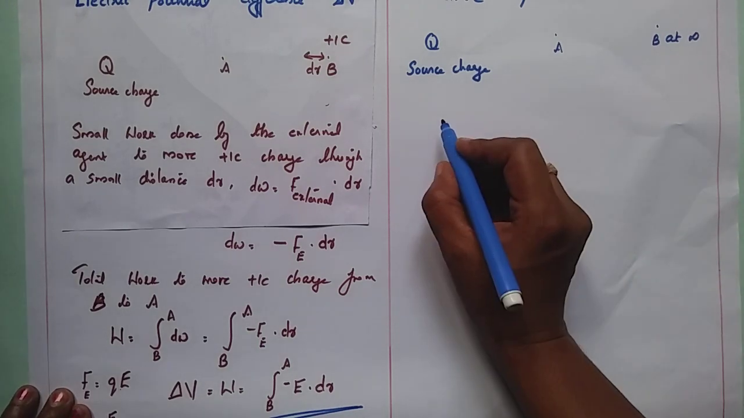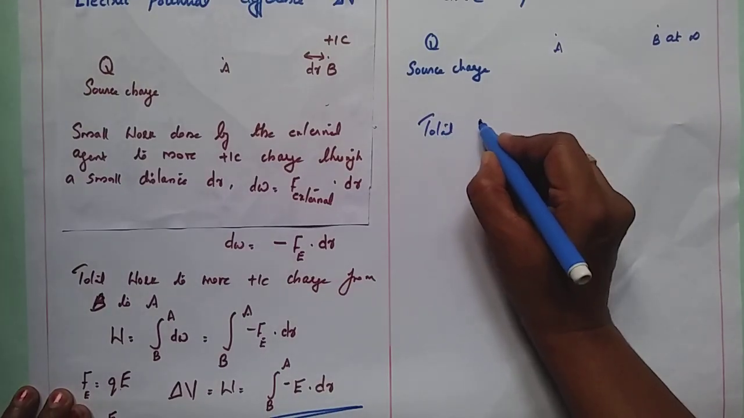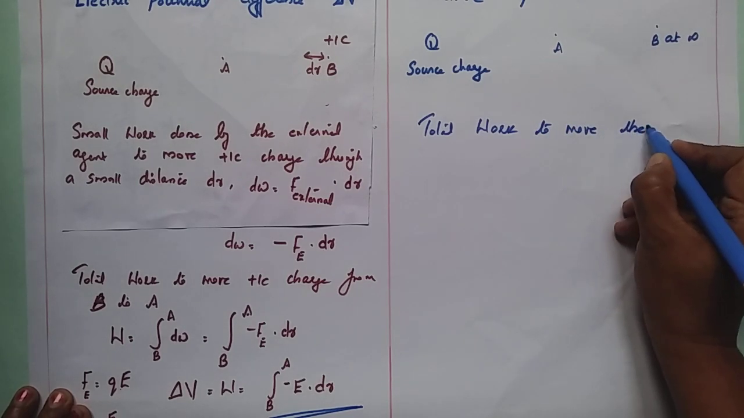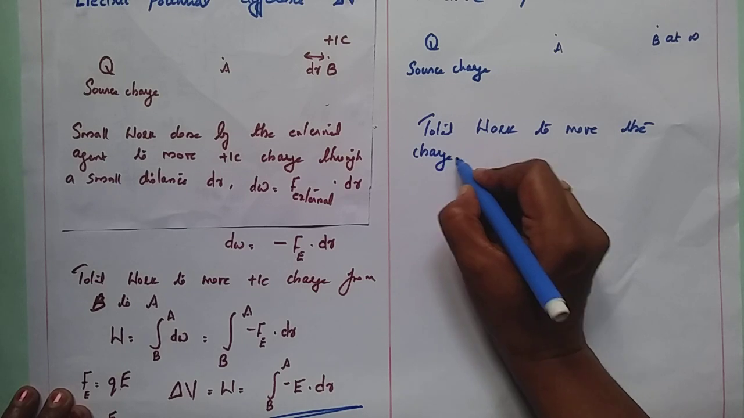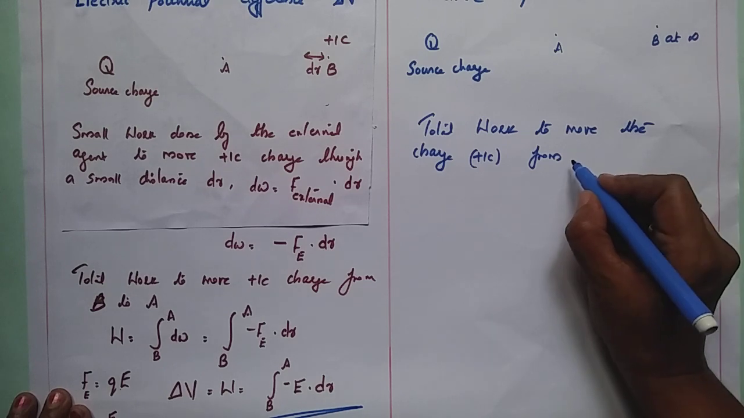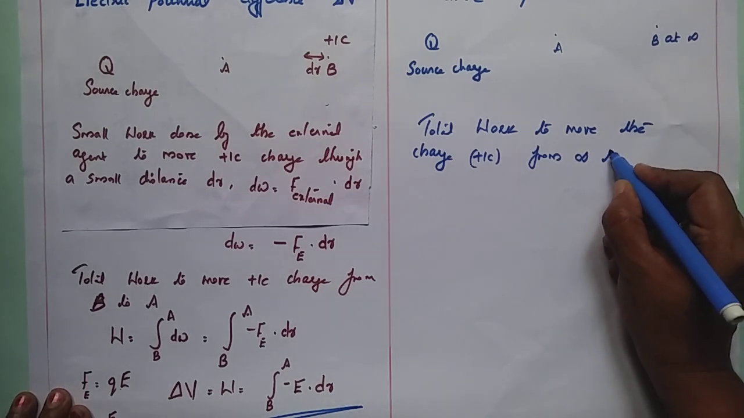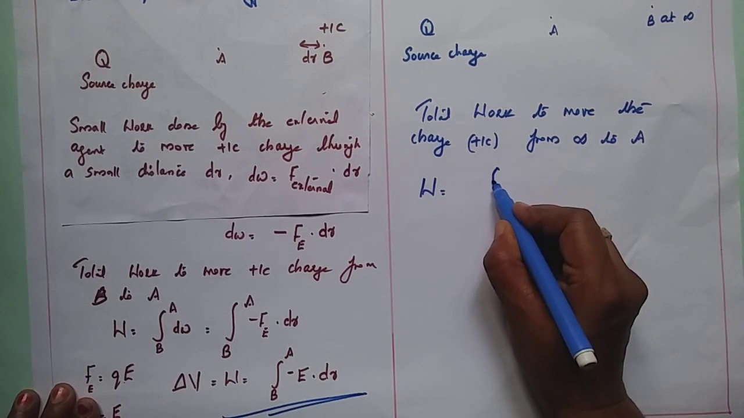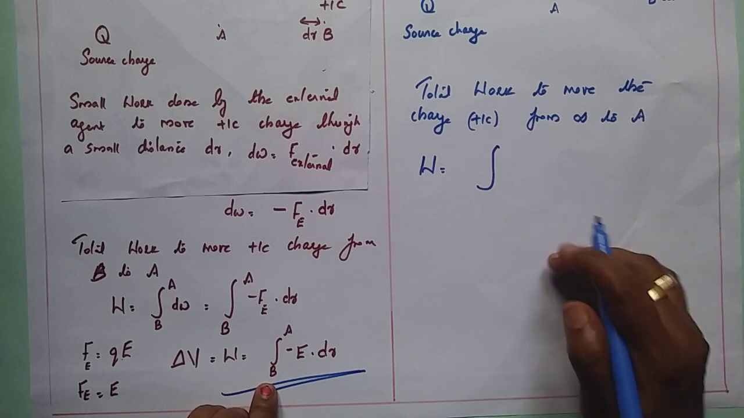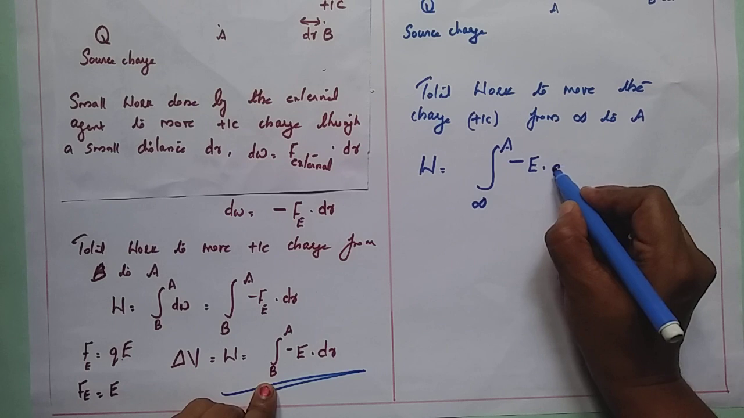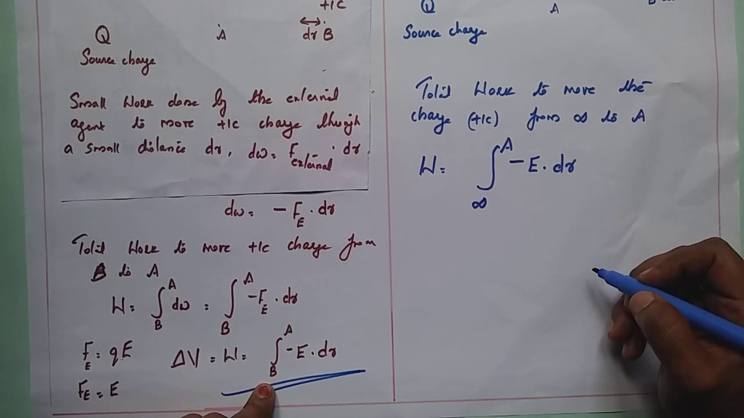Again, finally, what is the total work to move the charge? What is the charge here? 1 coulomb charge. Here we have to move the charge from infinity to the point A. Clear? So how will you find out? Write the formula here. W equals integral, only changes: instead of B we can put infinity. Infinity to A, all other formula remains the same. So work done is given by integral infinity to A of minus E dot dr.